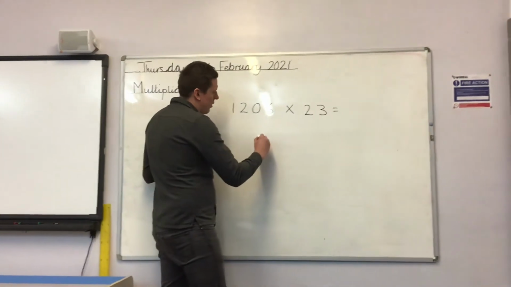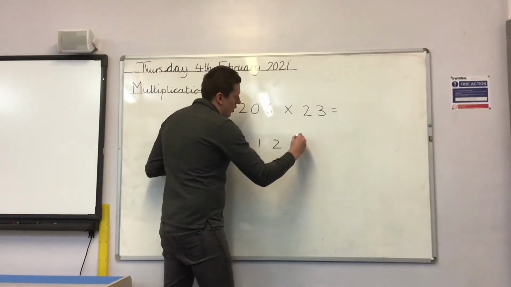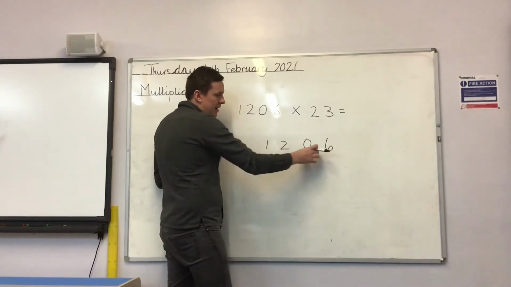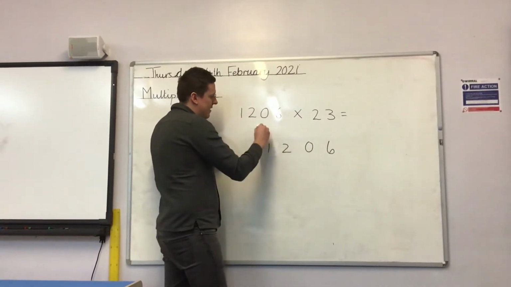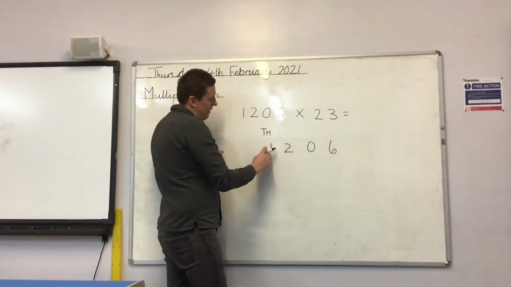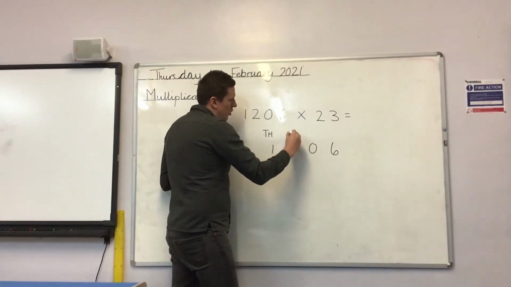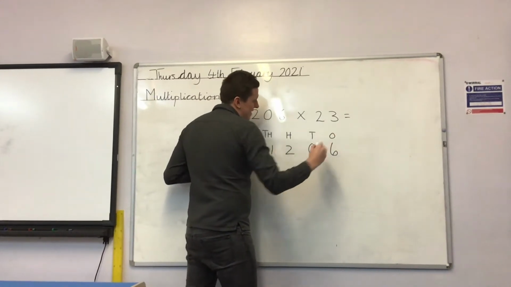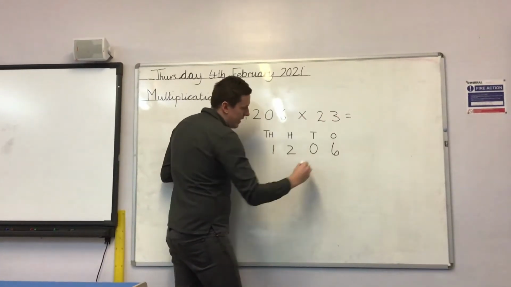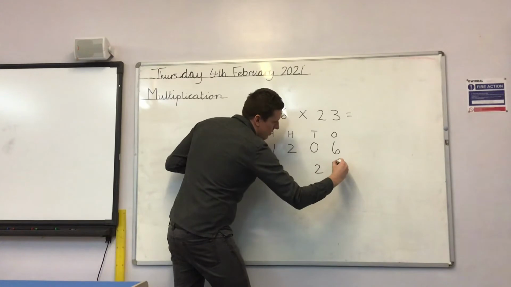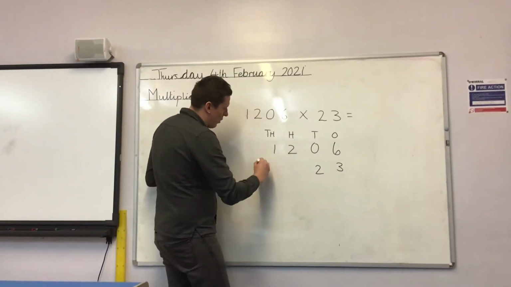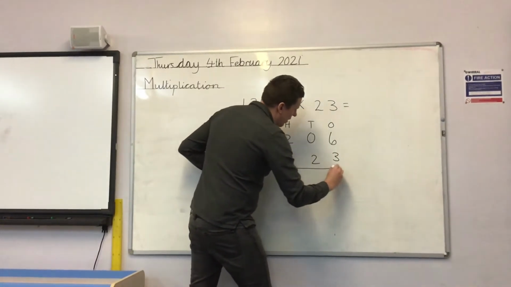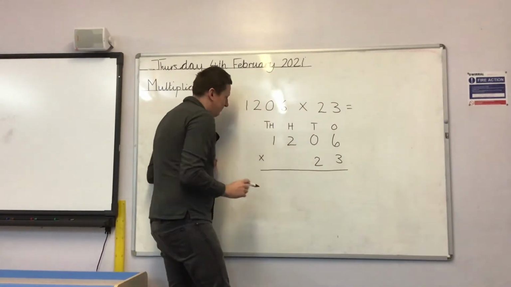And the written method we're going to use, Year 5, is the column method. So we split, partition our number into the different columns. So for example, I have 1,000, 200s, 0 tens, and 6 ones. And if 23 goes in underneath, my 2 goes in the tens, and my 3 goes in the ones. And I am, of course, multiplying. Don't forget to use a ruler.